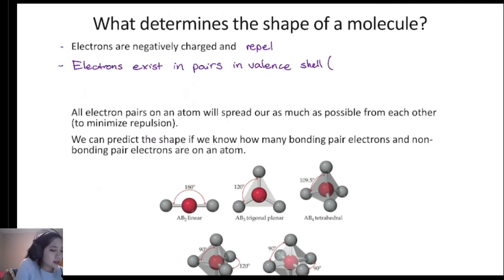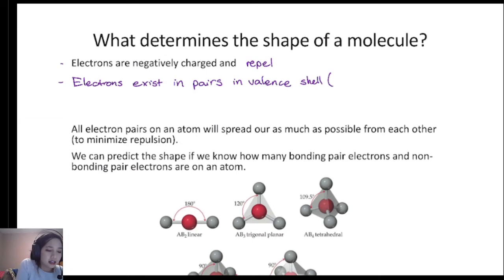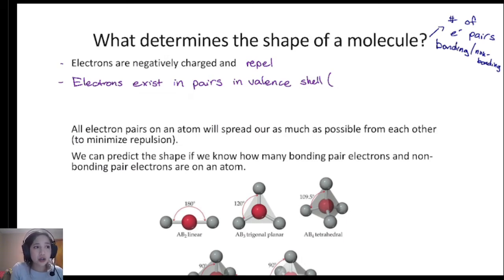All right, so let's build some skills here. What determines the shape of molecules? We already said that it's the number of electron pairs that defines the shape of a molecule, where those pairs could either be bonding or non-bonding. I'm probably going to repeat this a billion times, but it's very important that we distinguish between bonding electron pairs and non-bonding electron pairs. So what determines the shape of molecules? Since we're counting electron pairs, we need to think about how electrons behave. Remember, electrons are negatively charged, and so they repel each other.